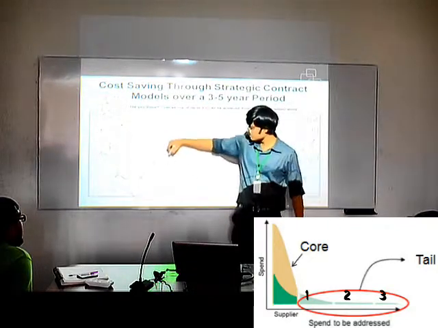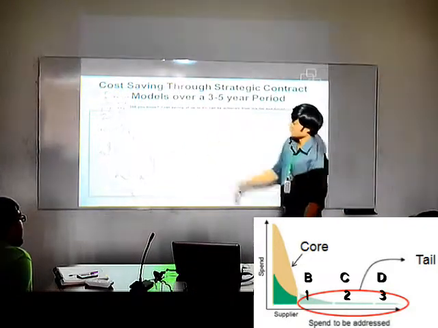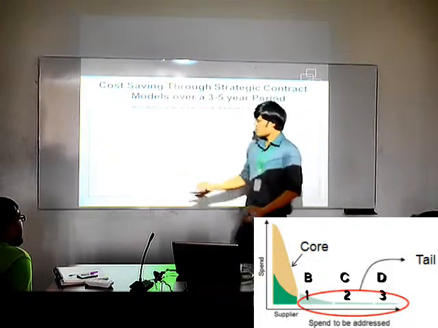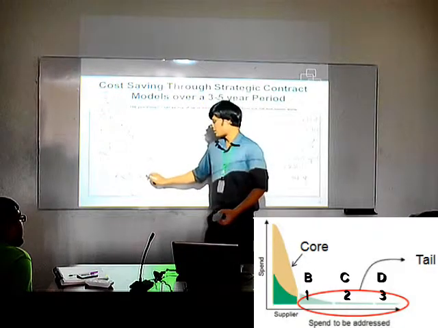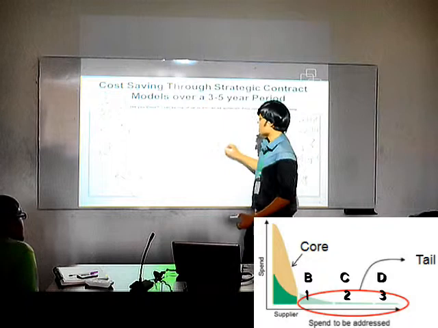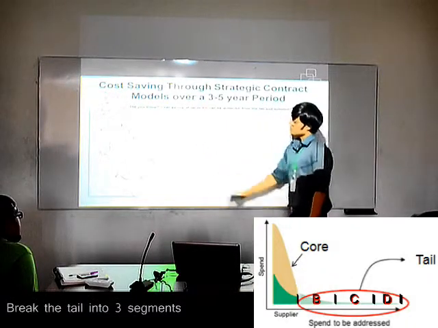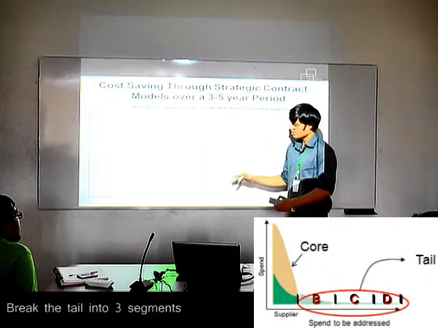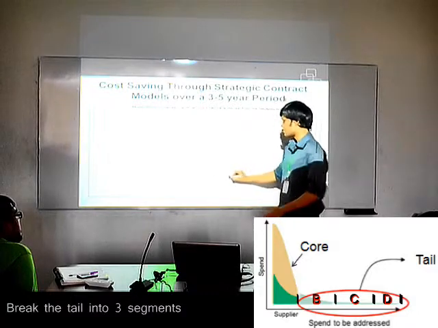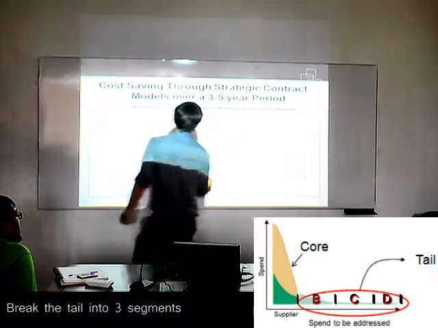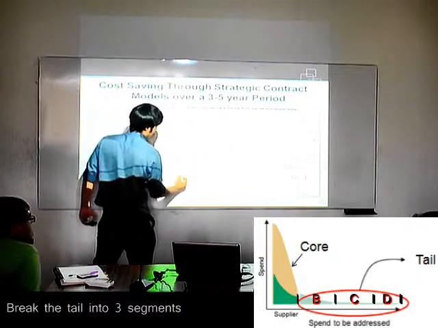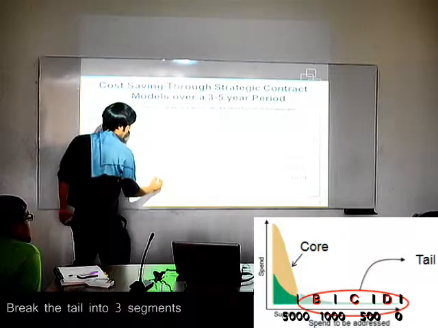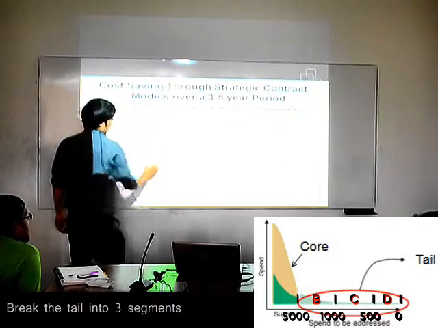Let's call this B segment, C segment, and D segment. Now, you might think, how do you break it up, right? Now, this is your core spend, so we're not going to touch this right now. So this together is your tail spend. Now, the breakup of this is pretty biased. Let's say that this is $0. So this could be 0 to 500, this could be 500 to 1,000, and this could be 1,000 to 5,000. Let's assume that it's 5,000.